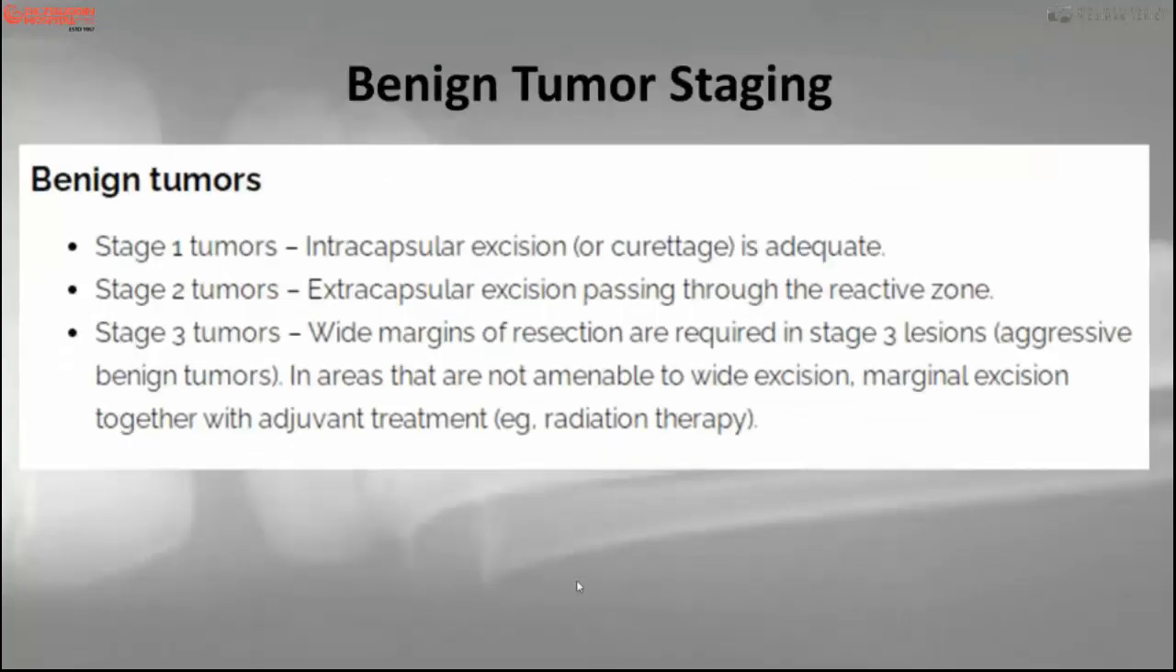Just another slide: stage 1 tumors are usually treated by intracapsular excision like curettage. Stage 2 tumors are usually treated by extracapsular excision, passing through the reactive zone. And for aggressive tumors, we use resection in areas that are not amenable to wide excision. Marginal excision with adjuvant therapy like radiotherapy can be used.